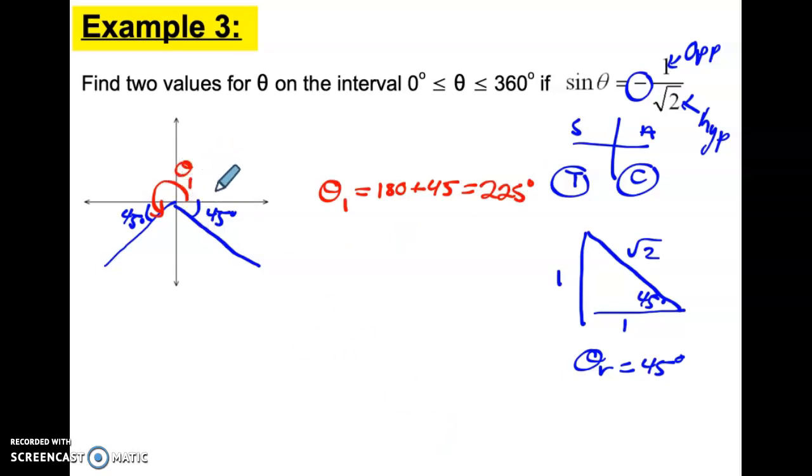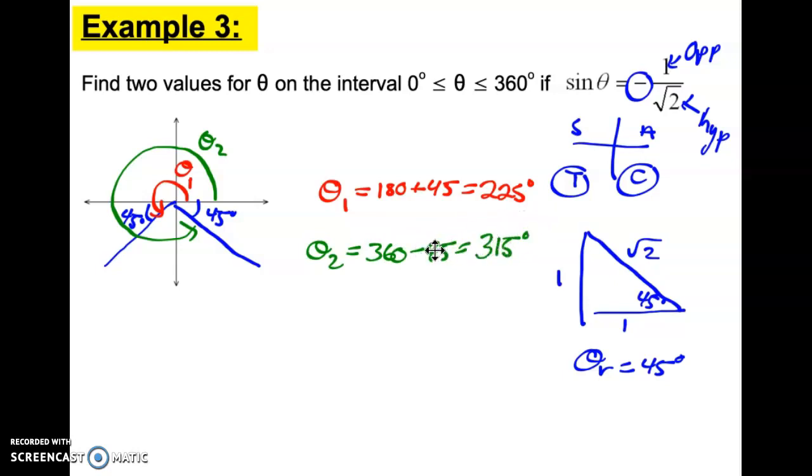Okay. And then the second one, theta 2, it's nearly a full 360 degrees. It's just 45 degrees short. So to find that angle, we're going to say 360 degrees minus 45 degrees. And that gives us the angle of 315. So there are our two possible answers for theta. In fact, those are all the possible answers for theta within the first cycle.